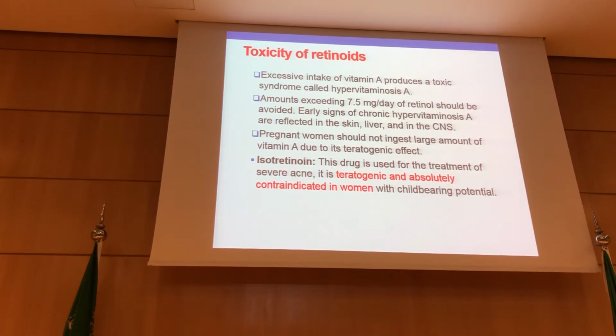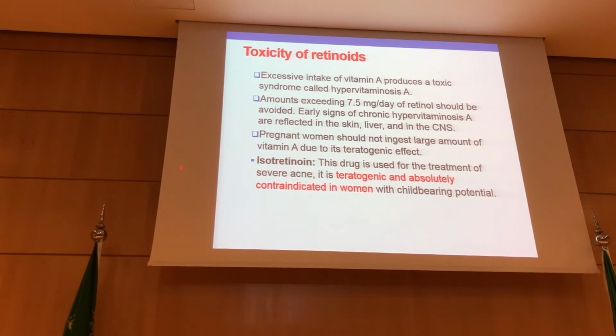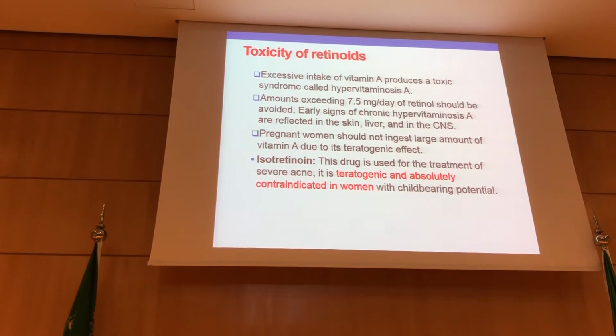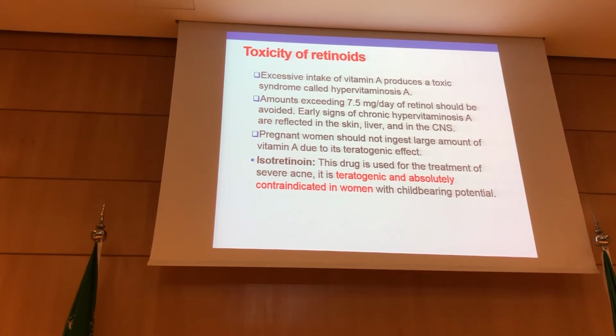Now, toxicity: because it will accumulate and be stored in the body, it will cause toxicity. Toxicity is reflected in the skin, liver, and the central nervous system. As I mentioned before, and I'm repeating here, it's very important to know that pregnant women should not consume large amounts of vitamin A, and isotretinoin, which is a drug containing vitamin A, is contraindicated in pregnant women.